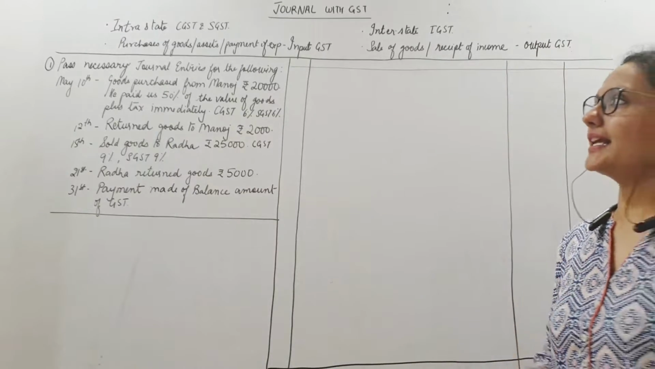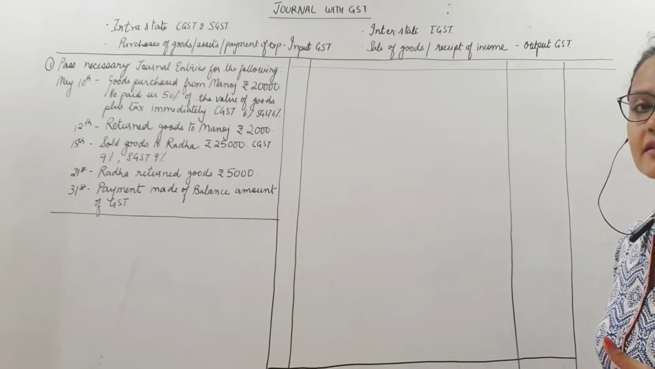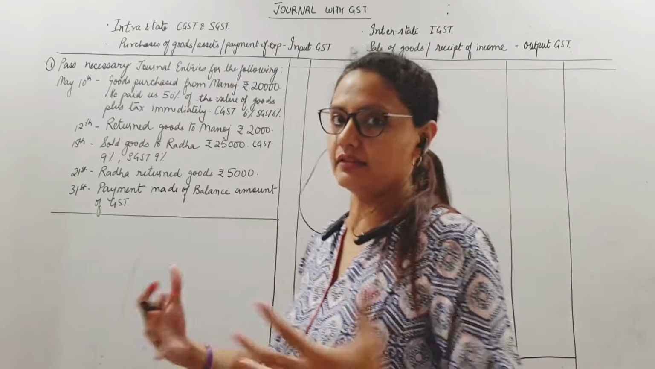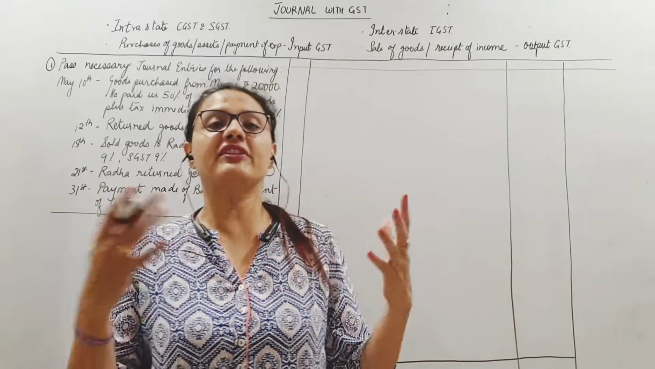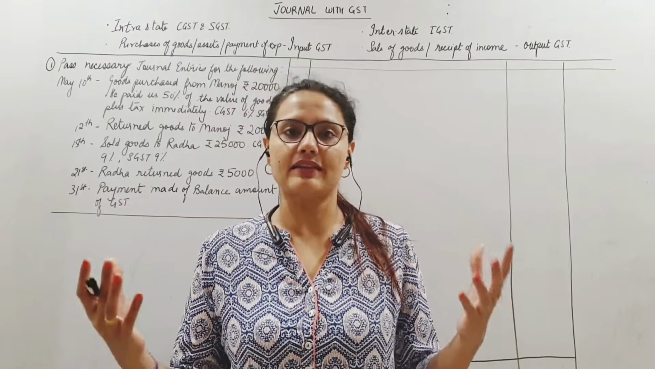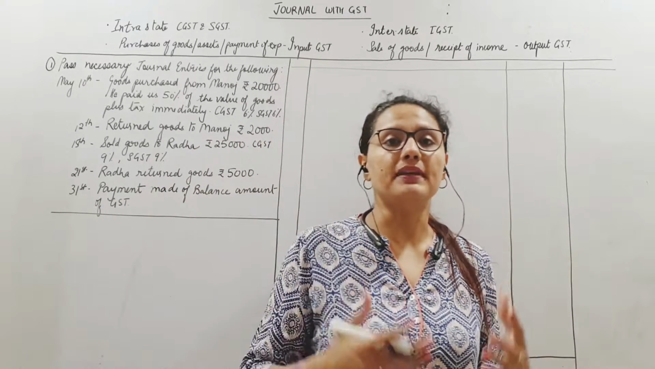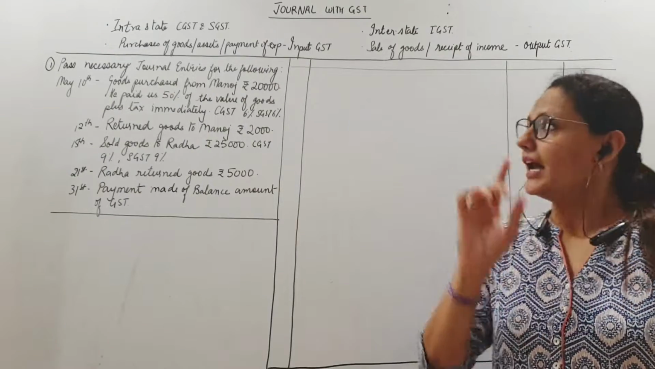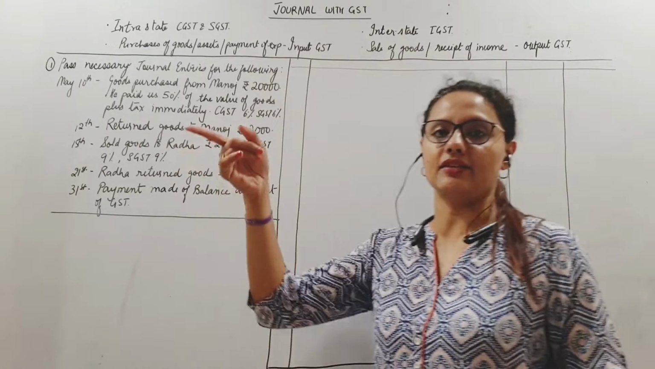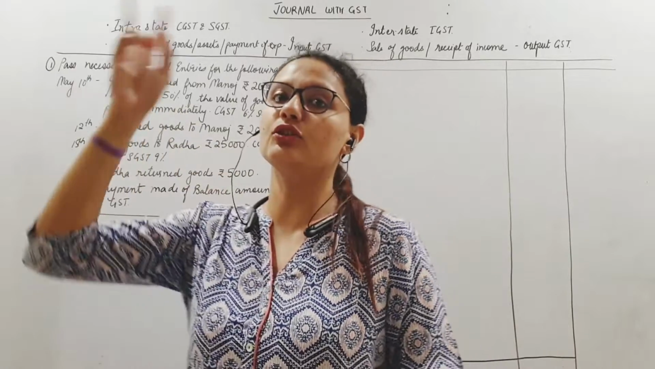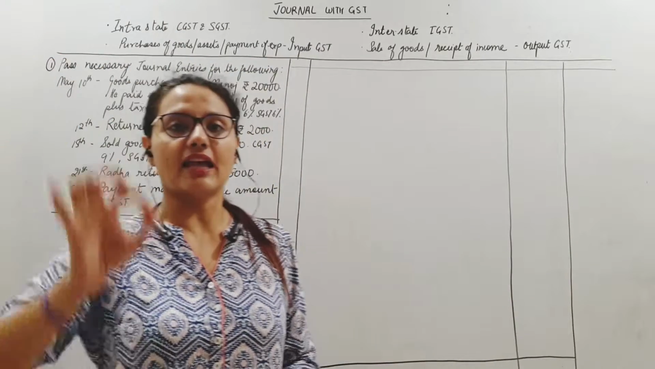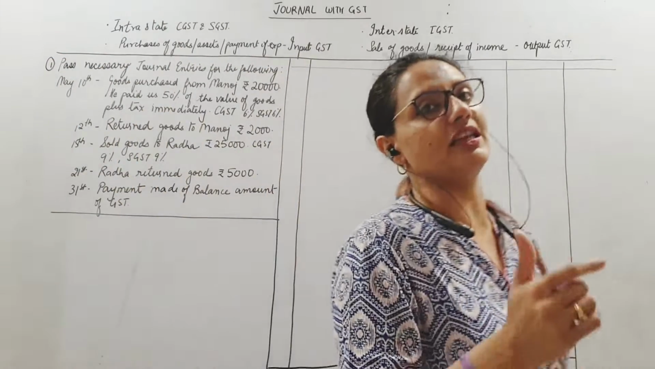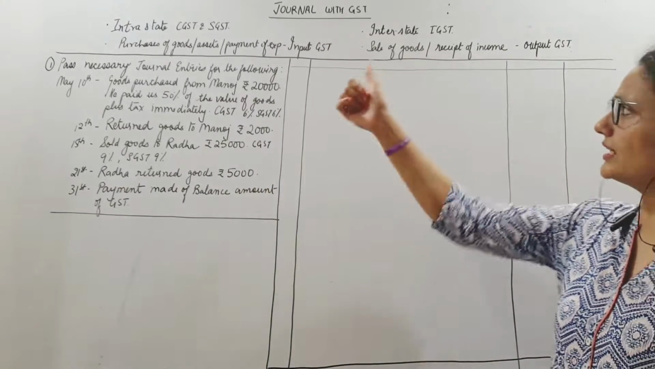Now, a quick recap. Intra-state transaction meaning? Intra meaning within the state. If between two cities the purchase or sale transaction is happening, so we apply which taxes? CGST and SGST. And if it is an interstate transaction, meaning a transaction between two states, in that case we apply IGST. Okay, that is clear.